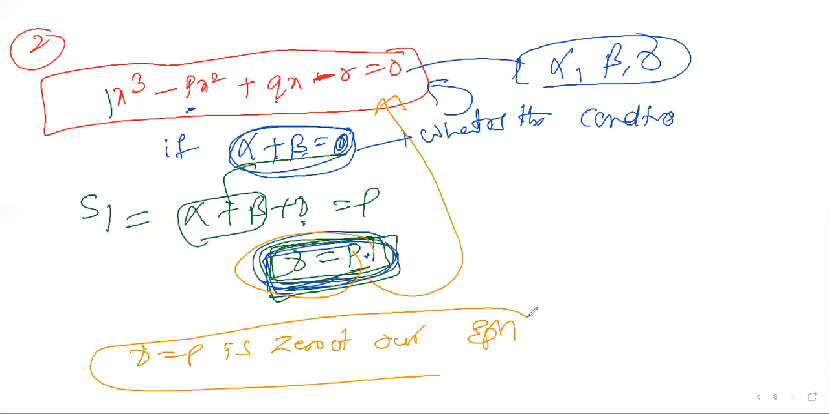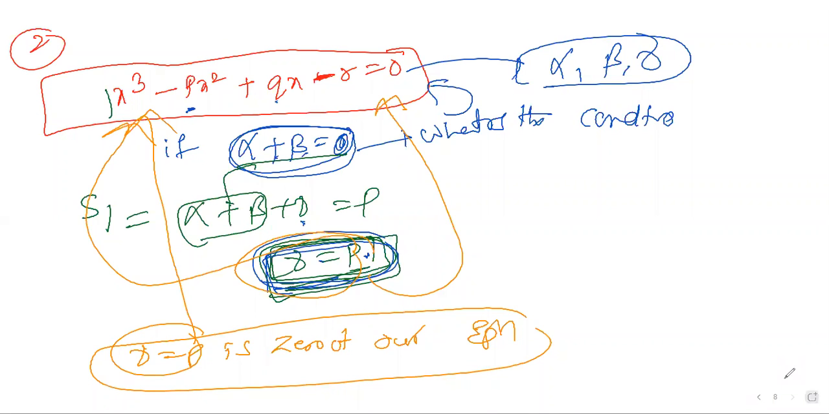If gamma equal to p is a zero of the equation, then when you substitute it, the equation becomes 0. Am I clear? Yes, sir. So I will substitute x equal to p in the equation. Clear. Let us take the equation.